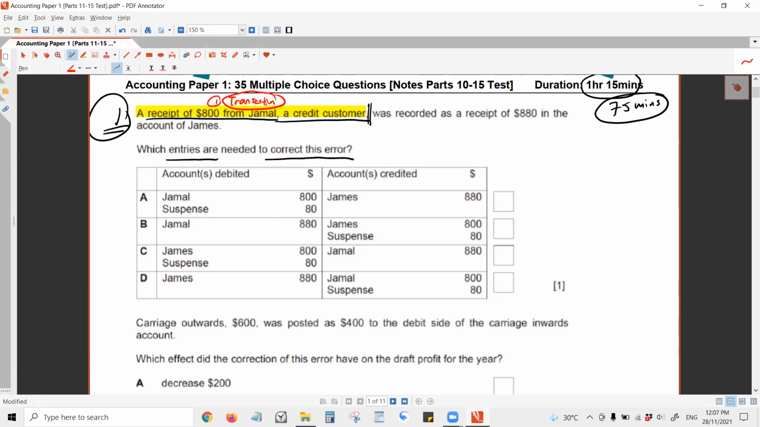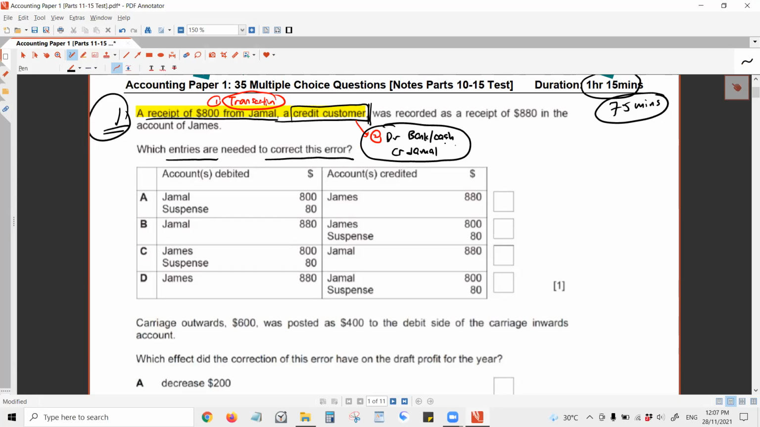Step 2, determine what we should do with this first. What should be the correct entries for this transaction? Receipt of 800 from Jamal means we receive money from Jamal. Jamal is a debtor. Jamal owes us money, so they pay us money right now. You will debit bank or cash, then you credit Jamal. These are the supposed entries, the should-be entries.